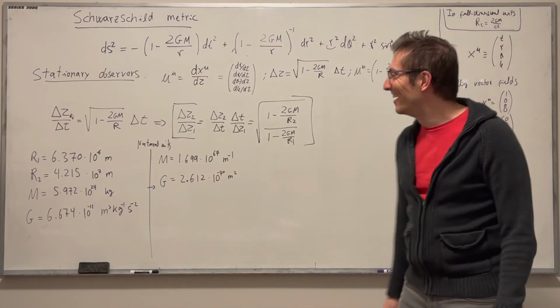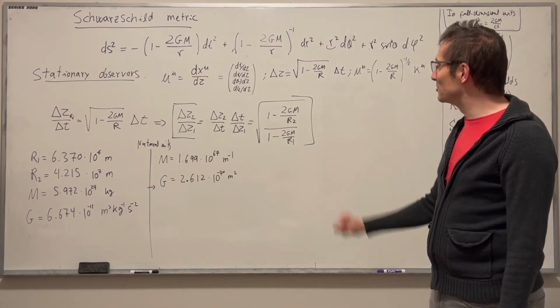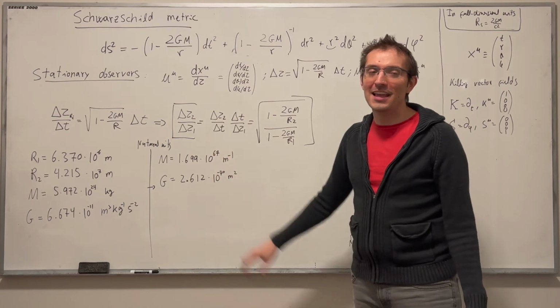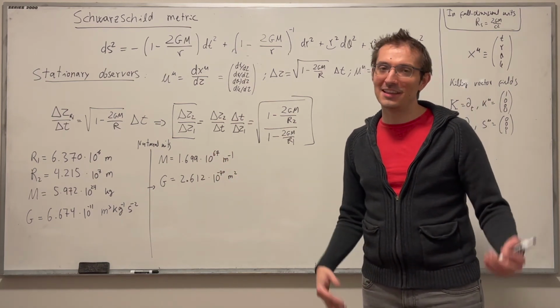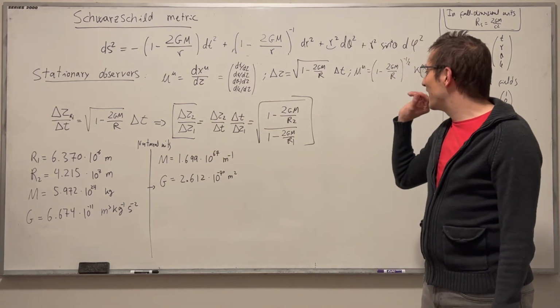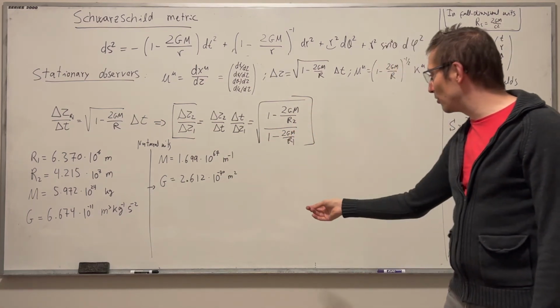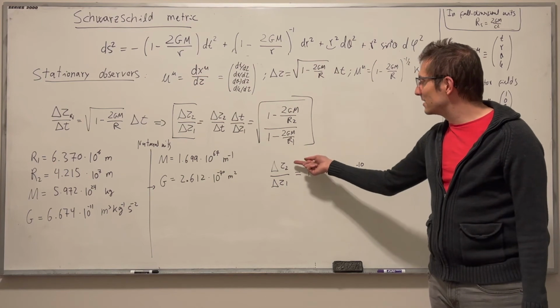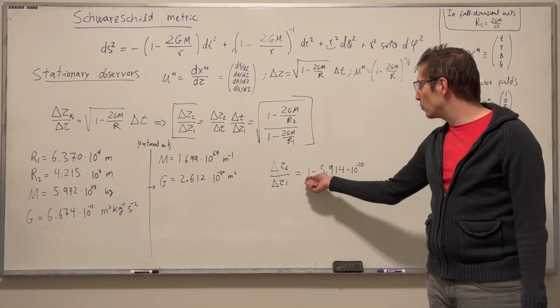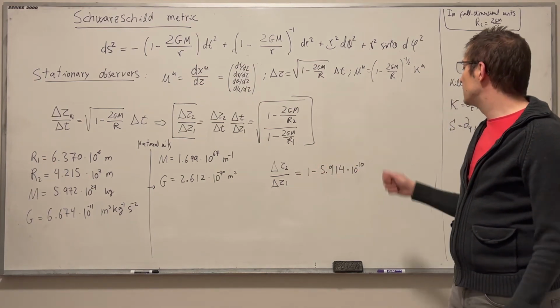area. If we substitute, this conversion we've actually done in the first lecture on general relativity, in case you don't remember. Anyway, we're going to compute this factor. So if we plug the numbers in, we get the following numerical factor. So delta tau 2 divided by delta tau 1 is 1 minus 5.9 times 10 to the minus 10.